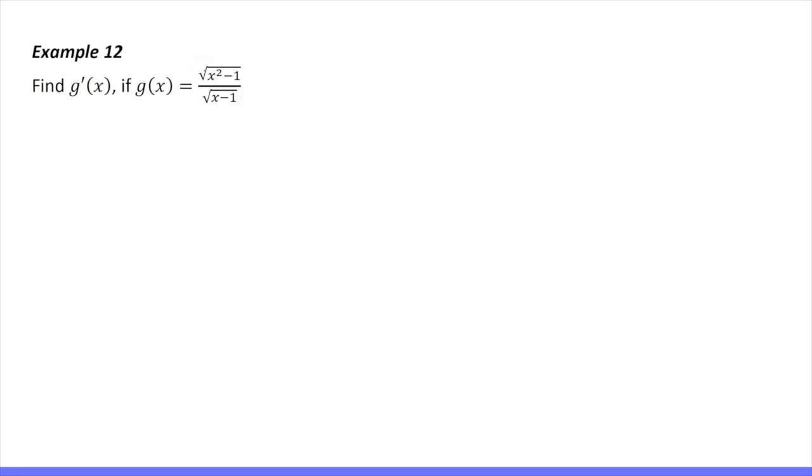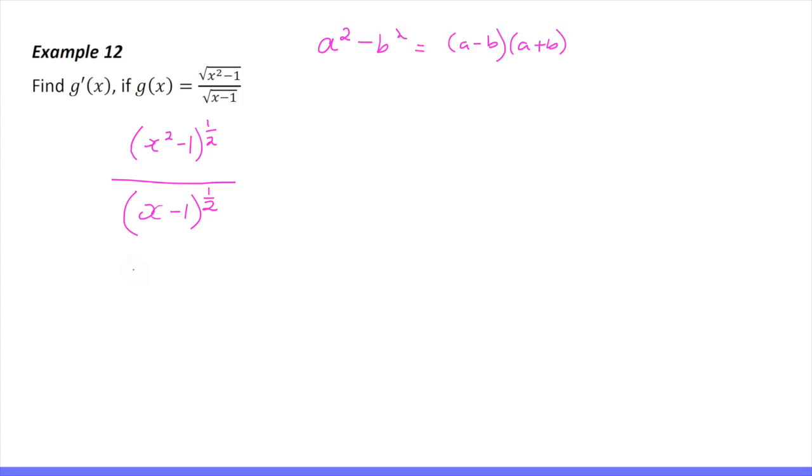in order to be able to differentiate this. First thing that I can see is that I have square root signs at both the top and the bottom. So I'm going to now change these to powers of a half. What I can recognize up at the top is that this is x squared minus 1, which is in the same format as our difference of squares, which is a squared minus b squared is equal to a minus b, a plus b. So I'm going to further factorize the top there. And that is all to the power of a half.